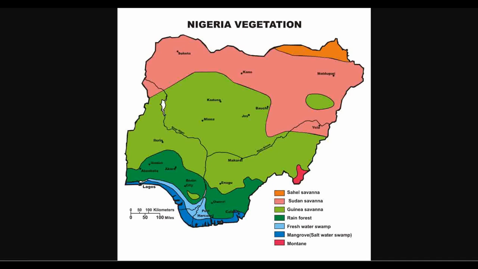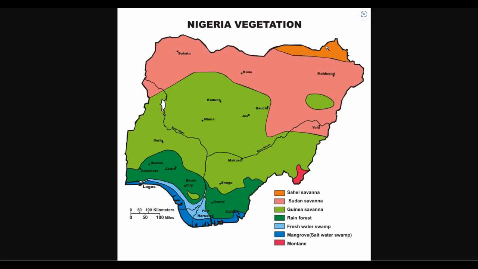So the Sahel occurs around the Lake Chad Basin, which is somewhere up here. And the Sahel, it's around Yobe and Borno. What are the animals you find generally in the savanna, regardless of whether it is Guinea, Sudan, or Sahel?